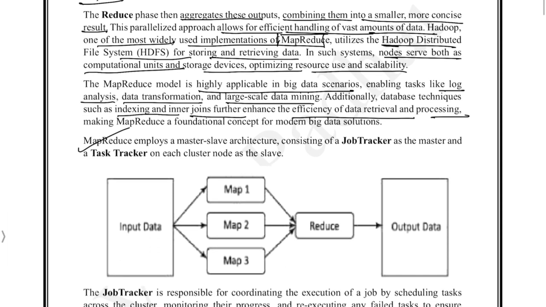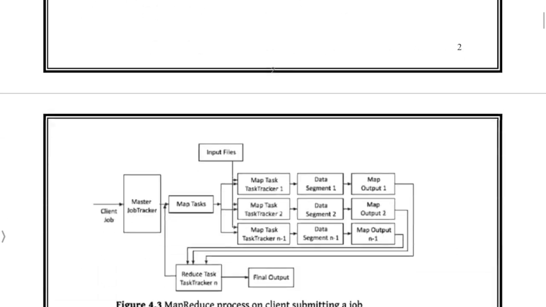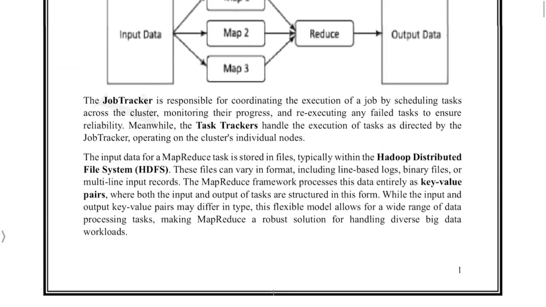Next, we have the MapReduce architecture. MapReduce employs a master-slave architecture, which mainly consists of a job tracker as the master and a task tracker on each cluster node as a slave. I'll explain with the diagram, it is better that way.